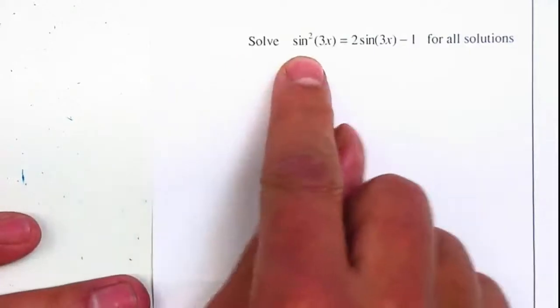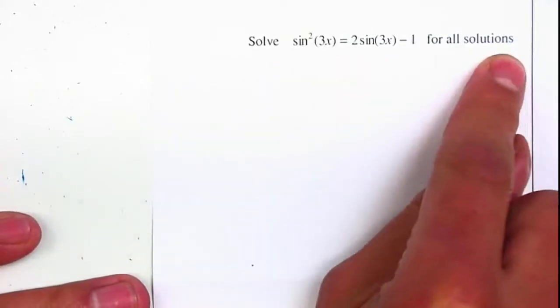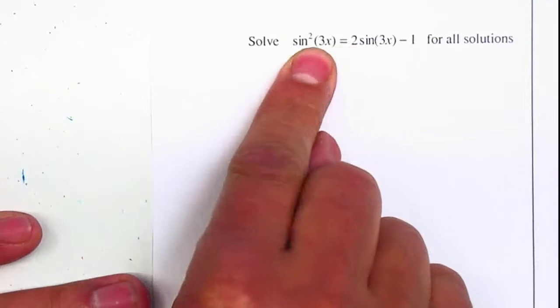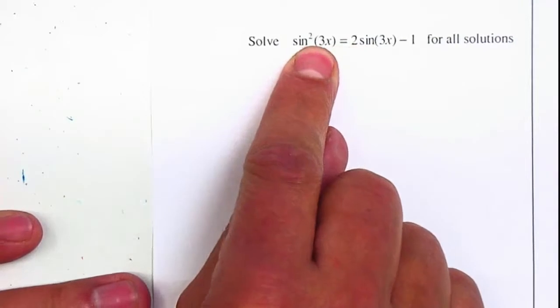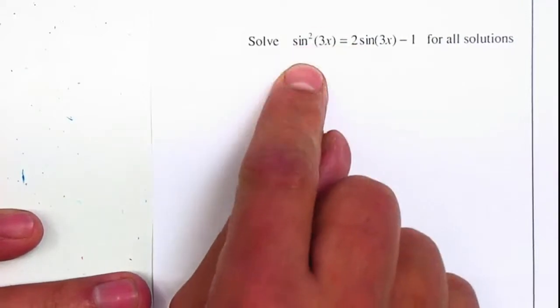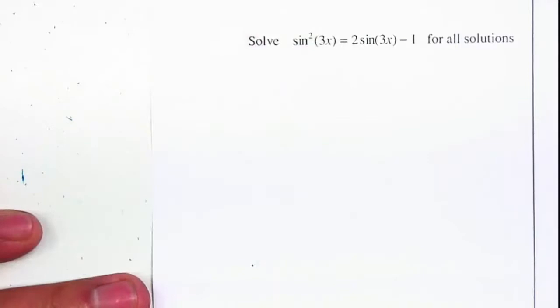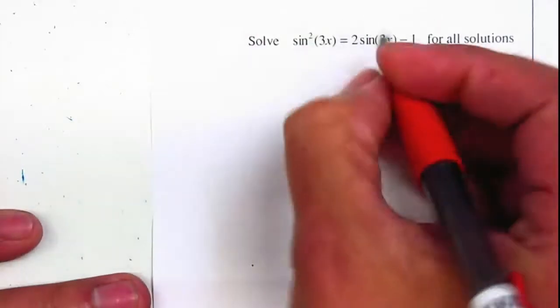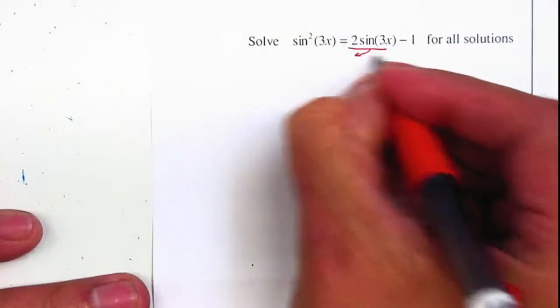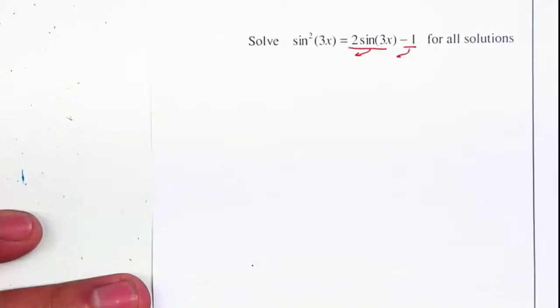Solve the following equation for all solutions. Now if you notice, we have a sine square, so therefore we have a quadratic equation. Whenever you have a quadratic equation, you want to make it equal to 0 to see if we can factor it. So therefore I'm going to move both of them to the left hand side.